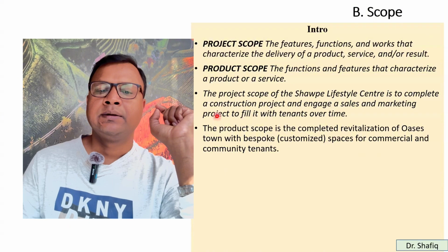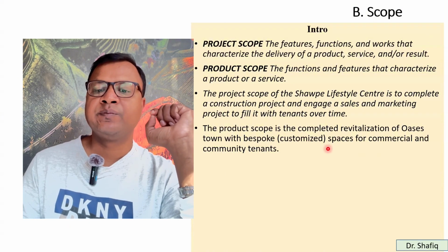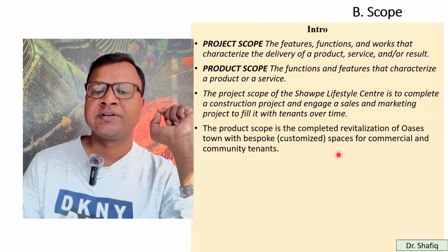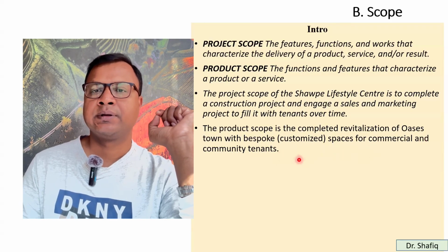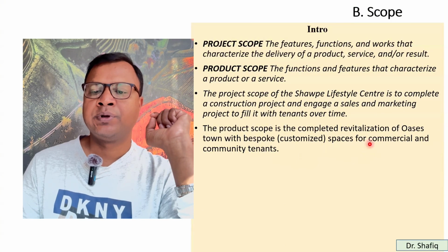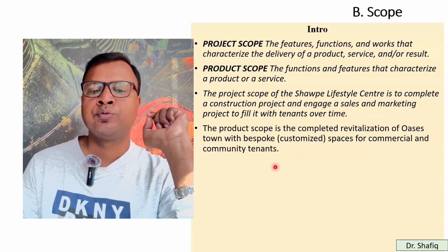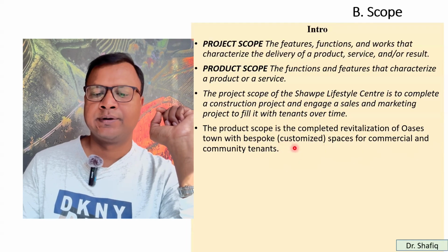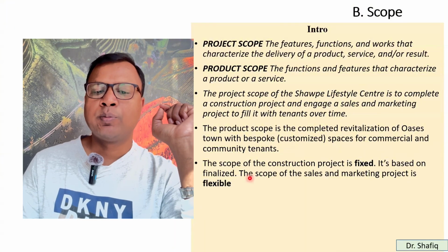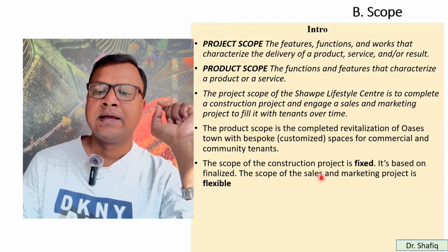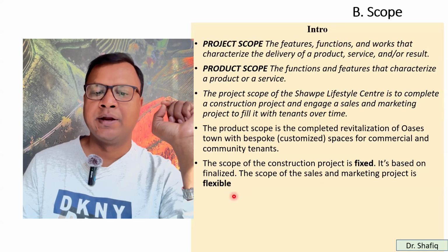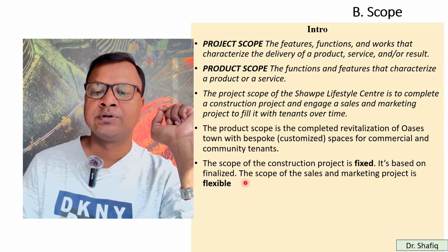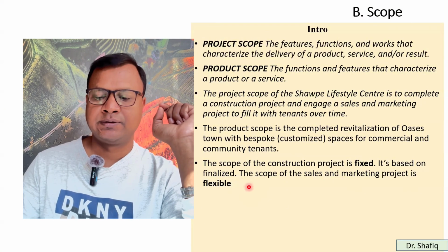On the other hand, the product scope is the completed revitalization of Oasis Town with bespoke, customized spaces for commercial and community tenants. If we can complete all the parts for commercial and community tenants of a building, that means its product scope is covered. So the scope of the construction project is fixed. It's based on the finalized, pre-planned scope. On the other hand, the scope of the sales and marketing project is flexible. It can be changed.